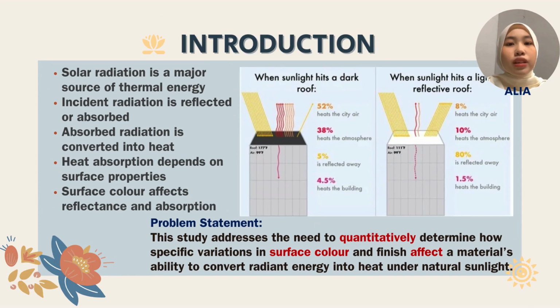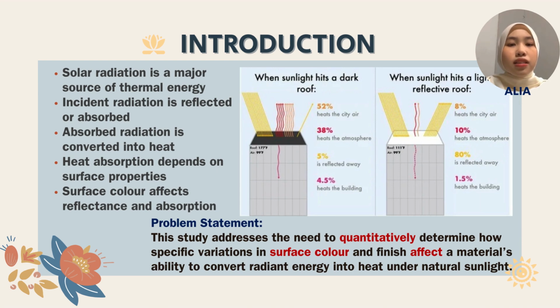Solar radiation is one of the main sources of thermal energy on Earth. When solar radiation reaches a surface, part of it is reflected while the rest is absorbed. The absorbed radiation is then converted into heat, causing an increase in temperature. The amount of heat absorbed depends strongly on surface properties, especially surface color and finish. Dark surfaces tend to absorb more radiation, while light and reflective surfaces reflect a larger fraction of incoming energy. Therefore, this study aims to quantitatively investigate how variations in surface color and coating affect a material's ability to absorb radiant energy and convert it into heat under natural sunlight conditions.